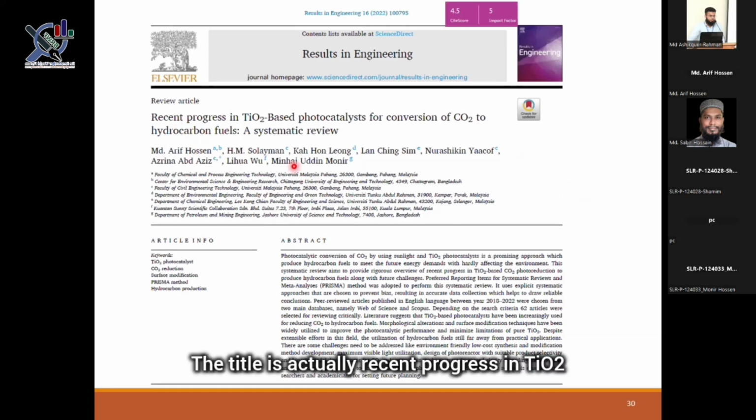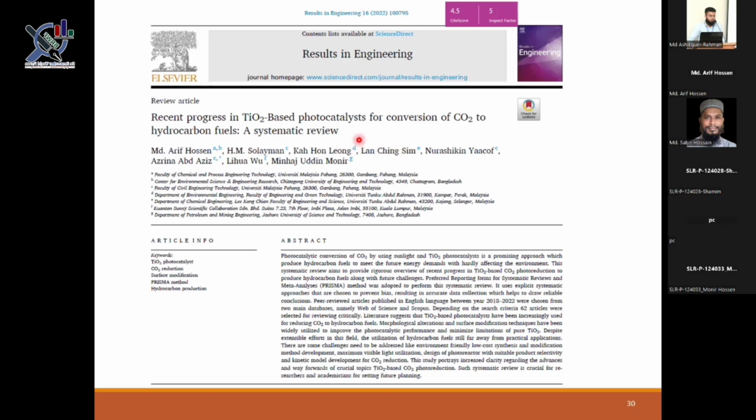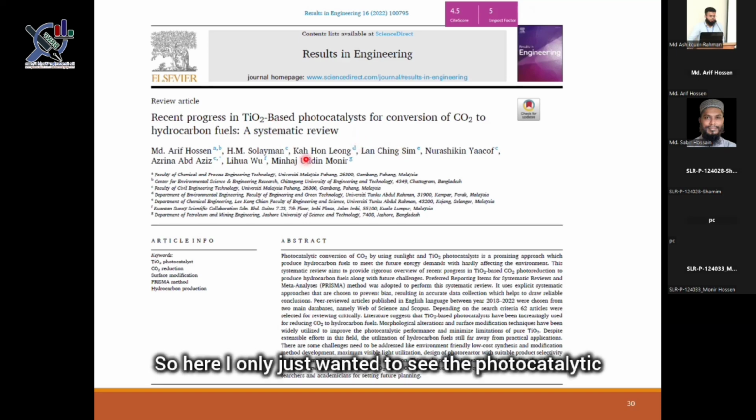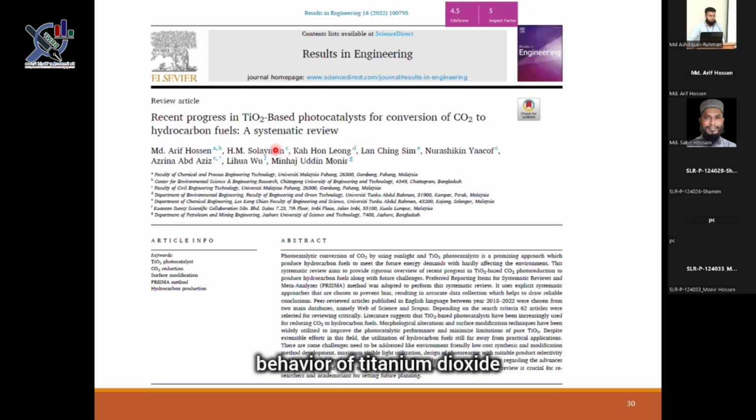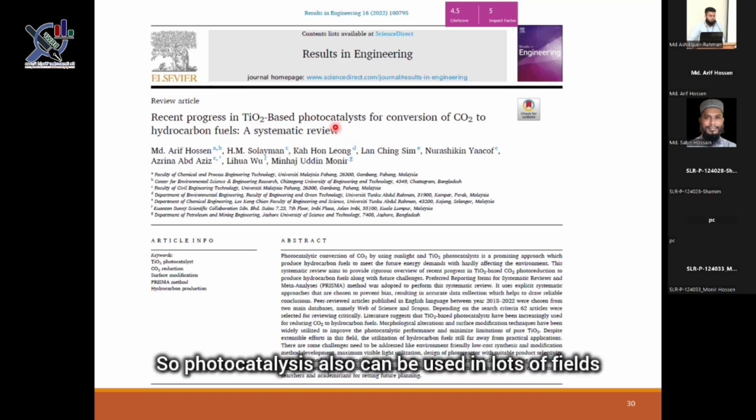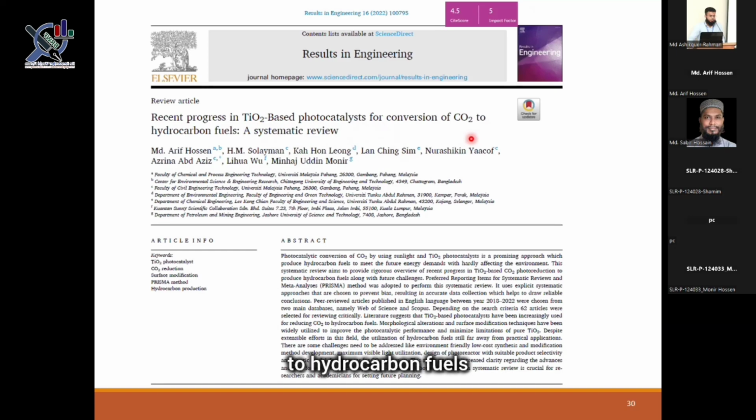The title is "Recent progress in TiO2, titanium dioxide based photocatalyst for conversion of CO2 to hydrocarbon fuel: a systematic review." The keywords here are TiO2, that is titanium dioxide, and photocatalyst, because titanium dioxide has lots of applications besides photocatalysis. Here I only wanted to see the photocatalysis behavior of titanium dioxide, which can be used in lots of fields, but I wanted to see the conversion of CO2, carbon dioxide, to hydrocarbon fuel.